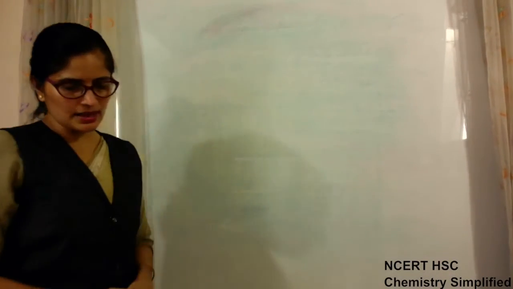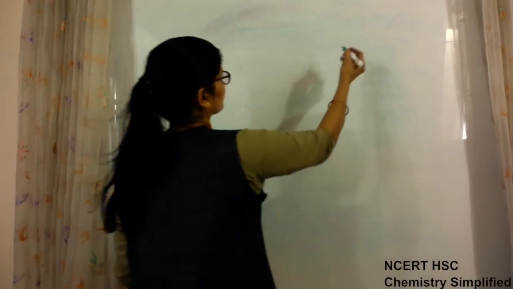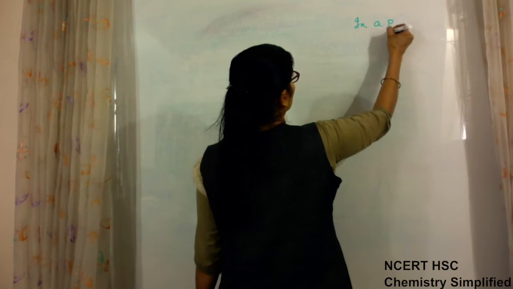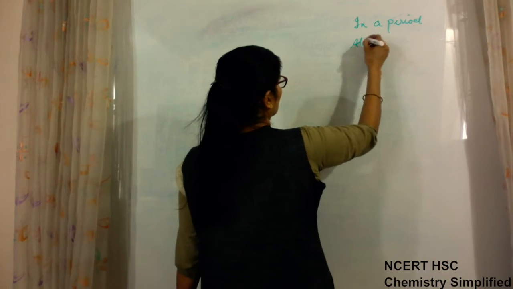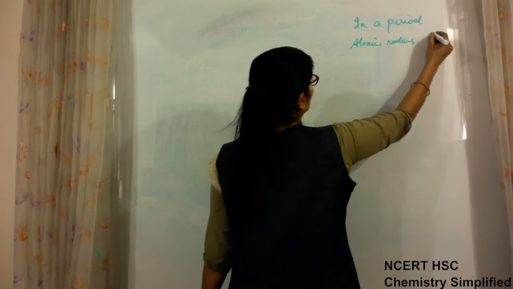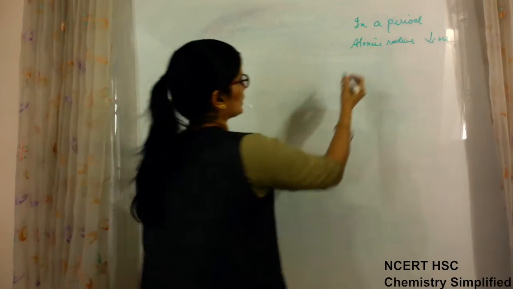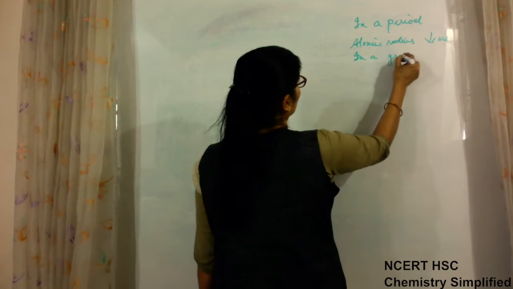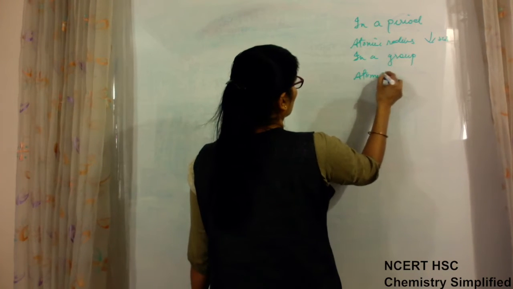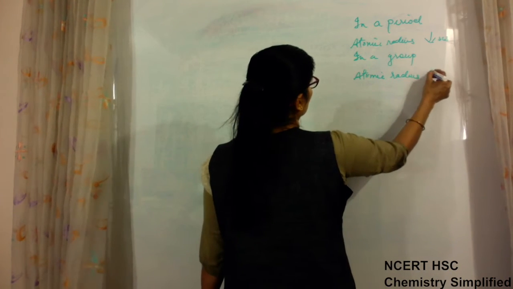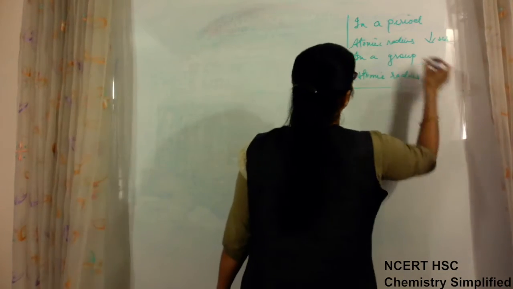So as a summary, can I write that in the periodic table, in a period, atomic radius decreases. Okay, downward arrow, decreases. In a group, atomic radius increases. Okay, this is the summary of the point which we have discussed.